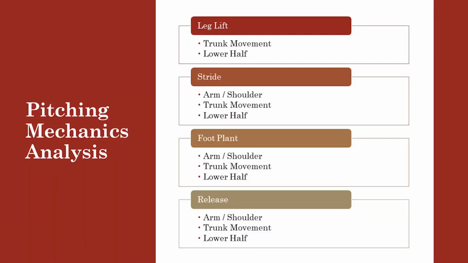We first break mechanics down through different parts of the delivery. We classify them as leg lift, stride, which includes the beginning of the rotation, foot plant and rotation, and release. We eventually classify them in buckets within these movements by arm, trunk, and lower half. And these can be easily accessed by the athlete's remote coach or the athletes themselves. This makes it much easier for the athlete to grasp not only where the site of the issue is, but the source of the issue as well.